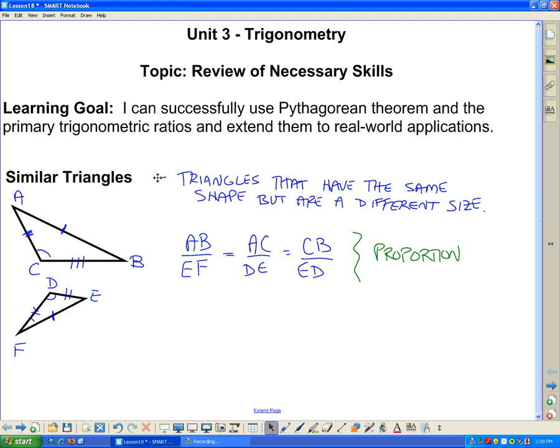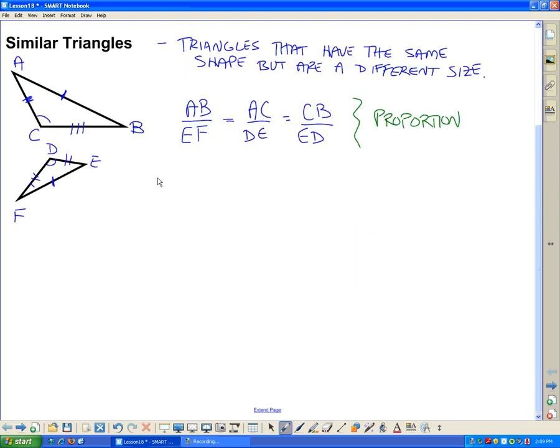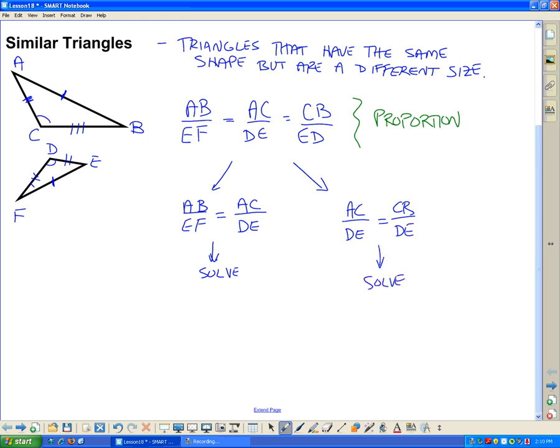You can then break your proportion into two equations in order to solve for an unknown. So for example, you could have AB over EF equal to AC over DE, and then you would solve. All right, so you break the proportion into the two equations, or the two fractions, that you have enough information to work with. Or you could do the AC over DE equals CB over DE and solve. All right, so that goes back to your grade 10 skills. So similar triangles: label the triangle, match up the corresponding sides, set them up in a proportion, and then you're able to solve.